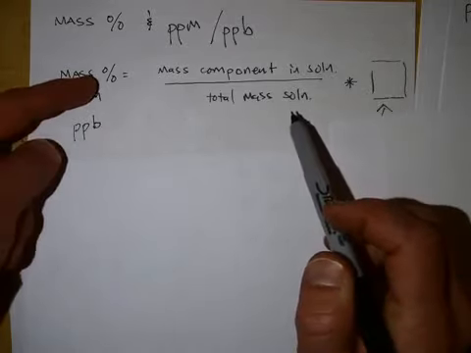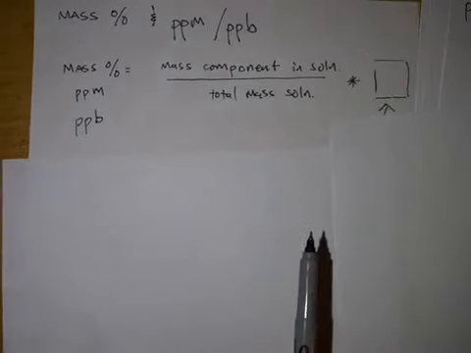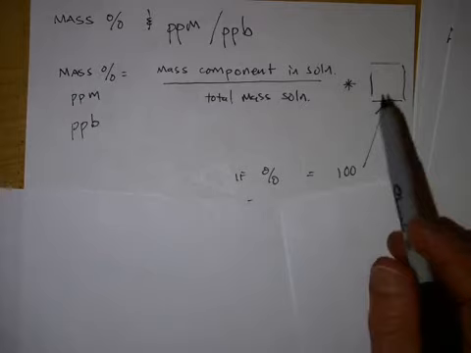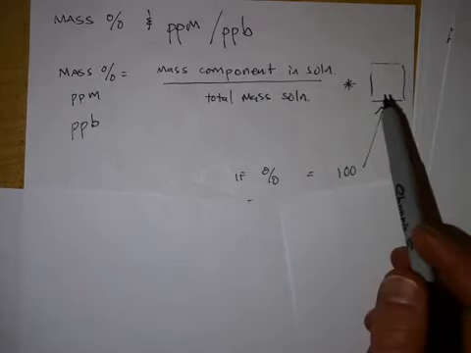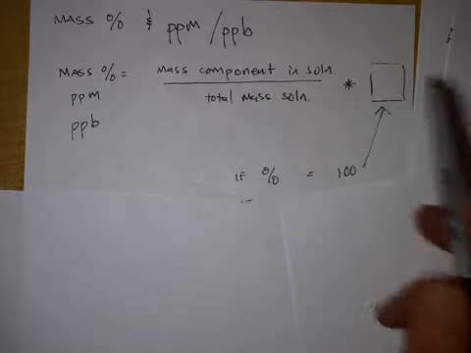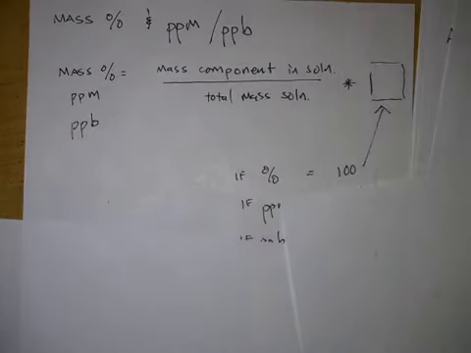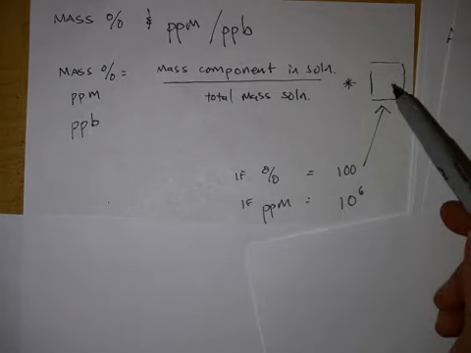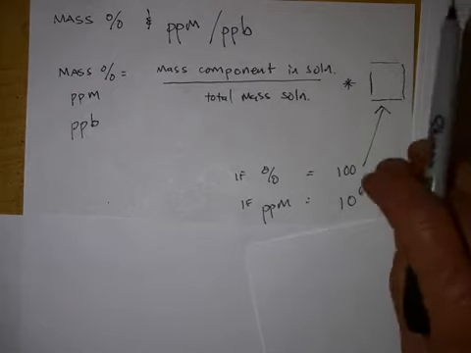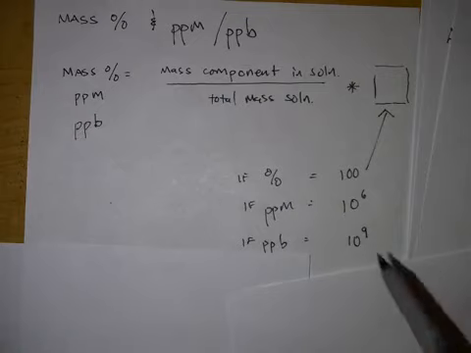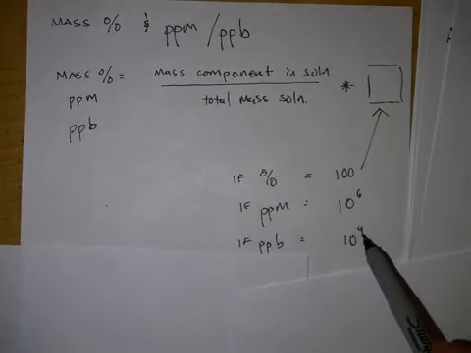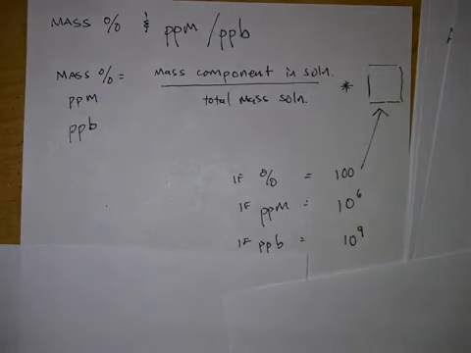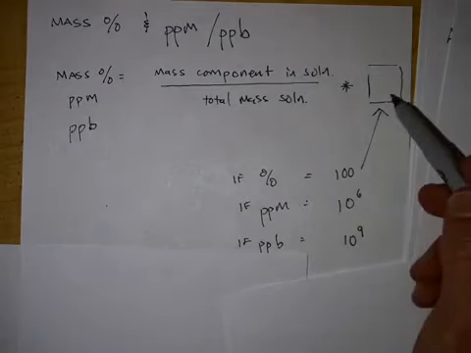Now, if it's mass percent, you always take percents and you multiply them by 100. So if it's a percent, just take the mass divided by the mass times 100. If it's parts per million, multiply it by 1 million. Instead of 100, you multiply it by a million. If it's parts per billion, you would multiply it by 1 billion, or a 1 with 9 zeros after it. So mass percent, parts per million, and parts per billion are always the same equation. It's just the number that you multiply it by when you're done.